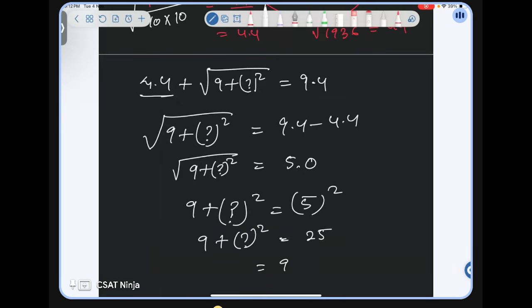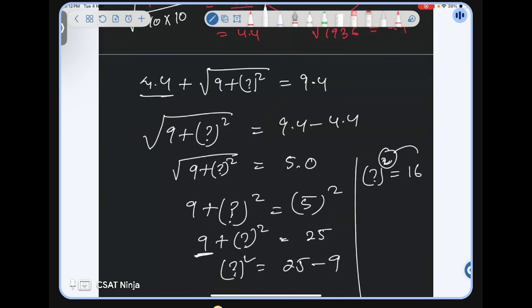So 25, if you transfer this 9 to the other side, it will be minus 9. So question mark whole square. I'll just continue here. 25 minus 9 is 16. This is question mark whole square. If you transfer this square to the other side, it will be square root.